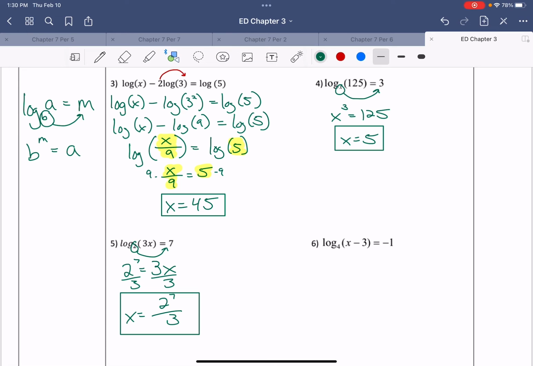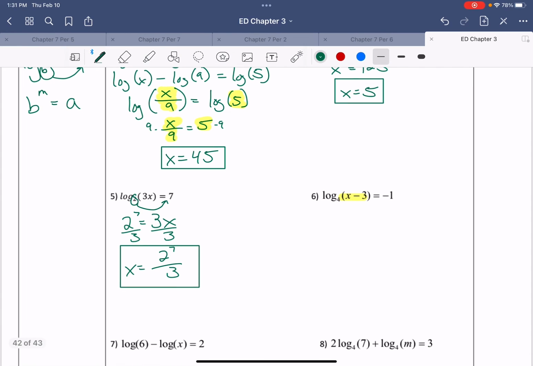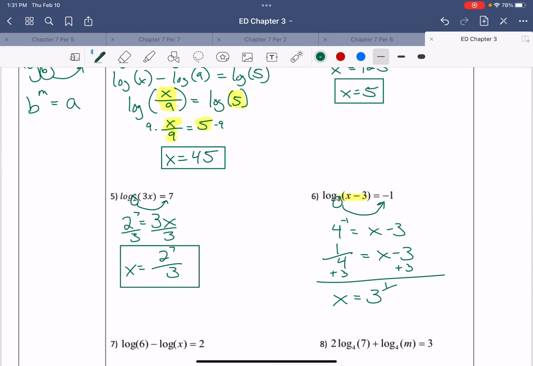Same idea in number 6. You have log of something. I know the something is a little more complicated, but it's still log of something equals a number. So we're going to rewrite it as an exponent problem. 4 to the negative 1 equals the x minus 3. Remember, negative exponents, put it on the bottom. 1 over 4 equals x minus 3. And then you have to finish solving for x. Add the 3. Add the 3. In this case, I feel like mixed numbers is the easiest way to write this. 3 and 1/4, or 3.25, or however you want to write the answer for x.